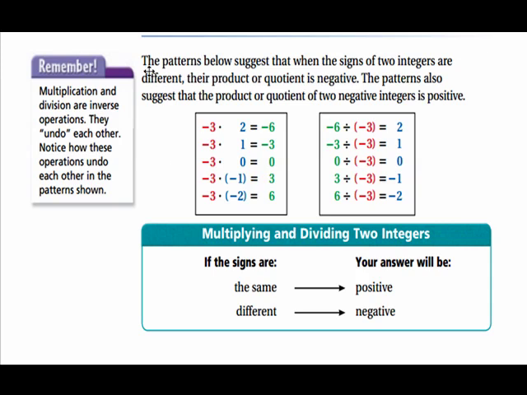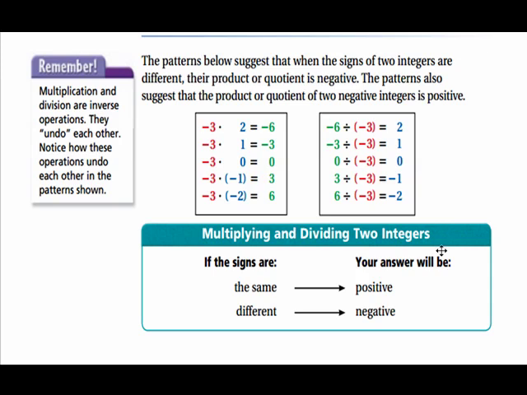Okay, let's read through it. The pattern below suggests that when the signs of two integers are different, such as a negative and a positive, their product or quotient ends up being negative. The pattern also suggests that the product or quotient of two negative integers, so we have two negative integers being multiplied or divided, will give you a positive answer.